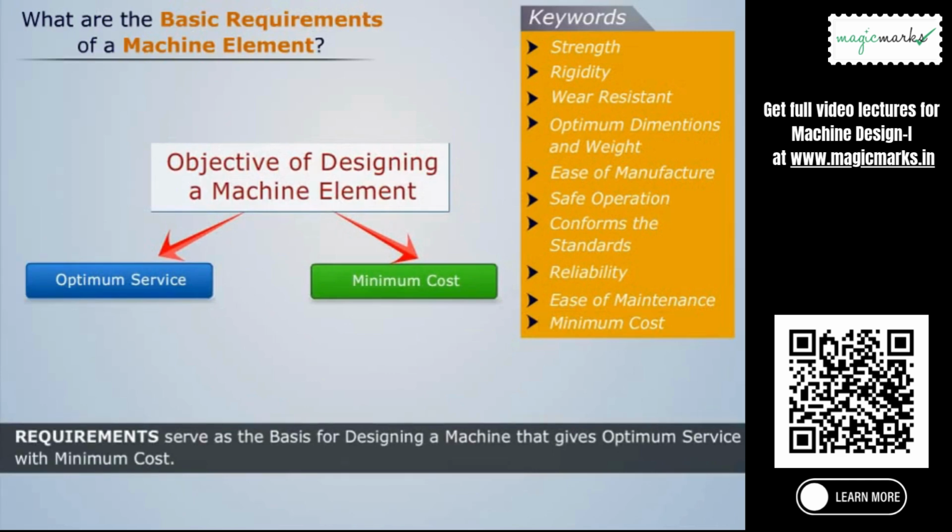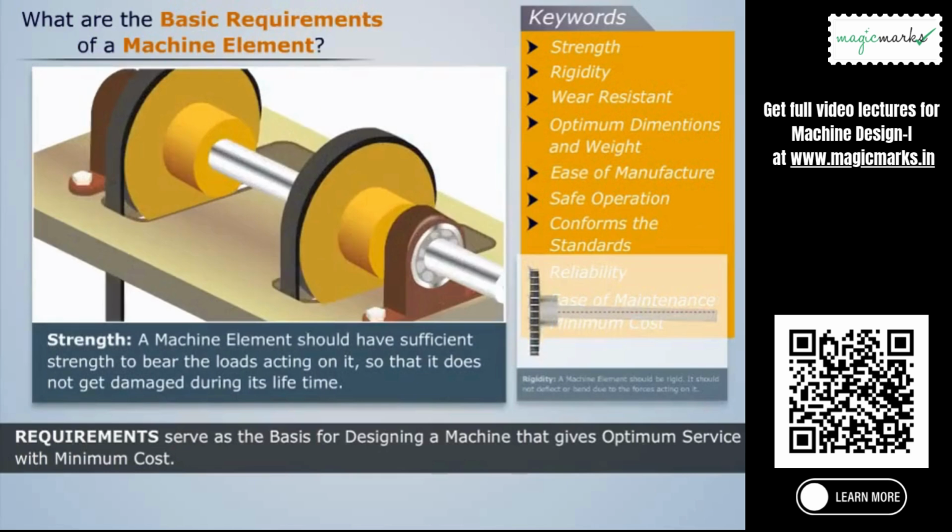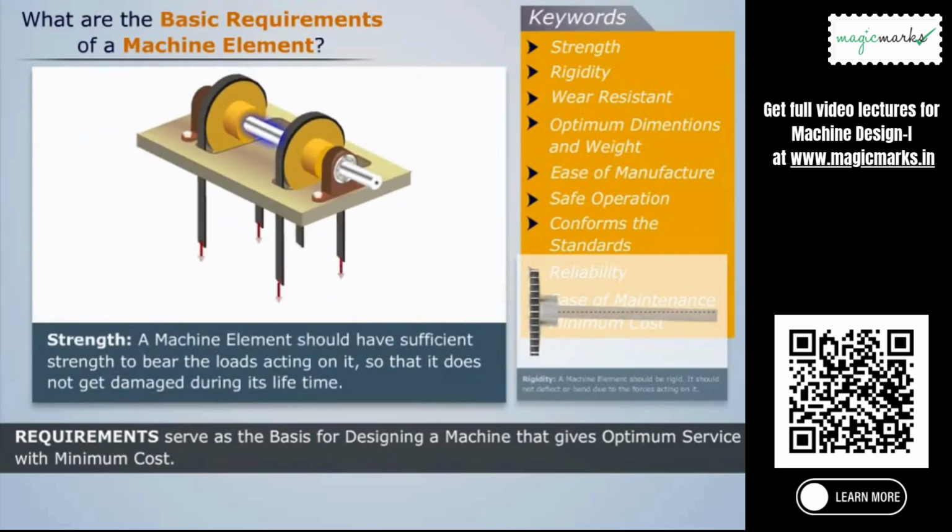Requirements serve as the basis for designing a machine that gives optimum service with minimum cost. Now let us discuss each of these requirements in brief. A machine element should have sufficient strength to bear the loads acting on it so that it does not get damaged during its lifetime.